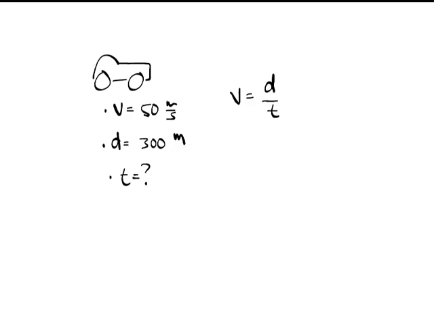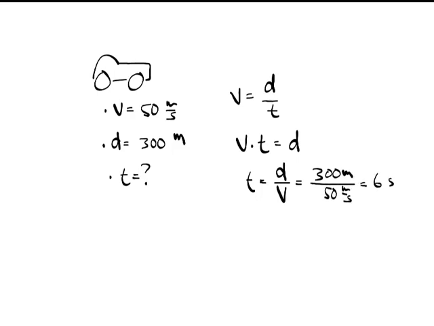I'm solving it for time, so I'm going to multiply both sides by t, and then divide both sides by v. And I'm going to get that time equals distance over speed, so that's 300 meters at 50 meters per second equals 6 seconds. Pretty straightforward stuff, and the problems in your book you're going to find to be pretty much a piece of cake.